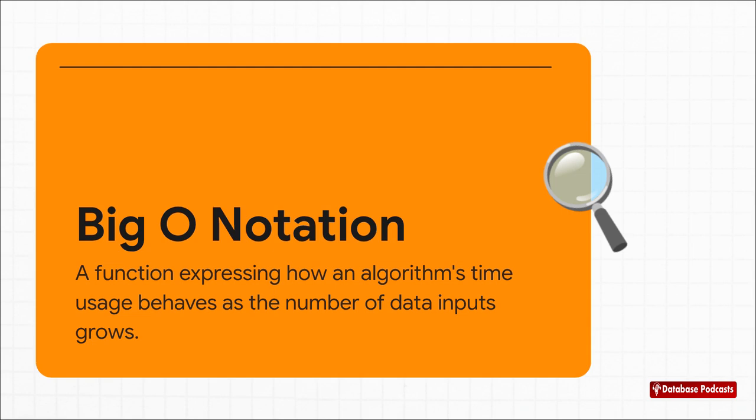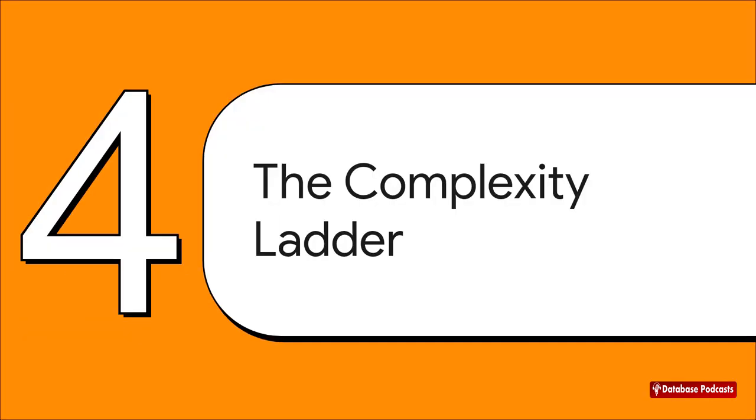Big O couldn't care less about the exact number of operations. Instead, it describes the growth rate. It gives us a high-level picture of how the work an algorithm has to do changes as the input size gets bigger and bigger. Now, with Big O in our toolkit, we can start sorting algorithms into different performance classes.